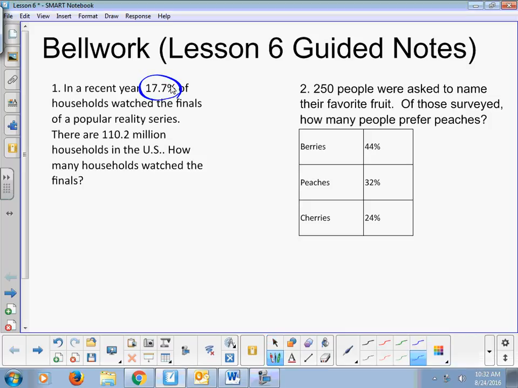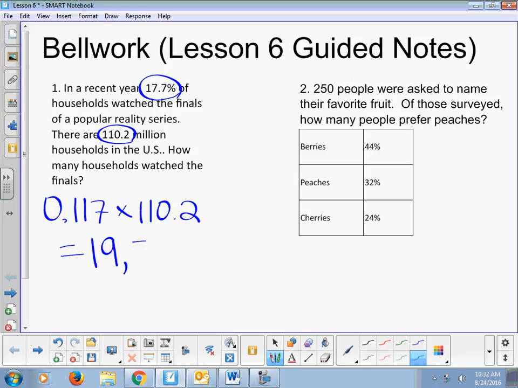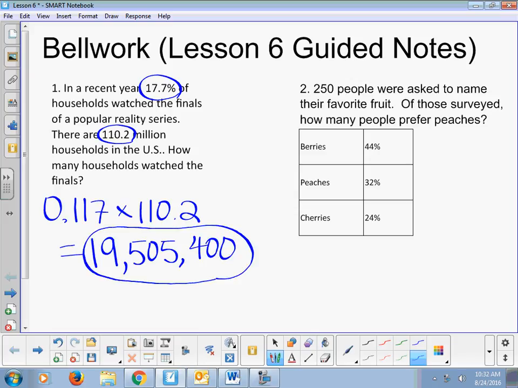So 17.7% as a decimal is 0.177, and we're multiplying by 110.2 million. When you multiply these two numbers, what did you come up with for your answer? Sean? 19,505,400. That's how many households watched the finals.